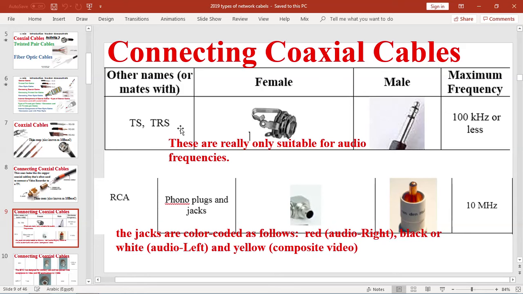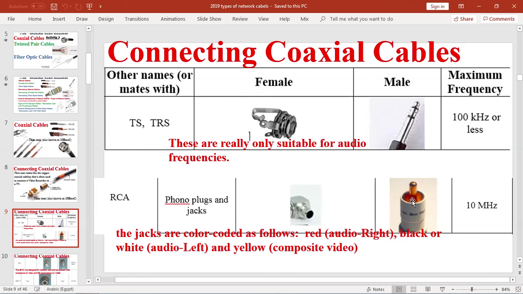These are other coaxial cable types here in this table. This is the name of this coaxial cable, TS or TRS. This is the male and this is the female, which is in the device. This is connected to the cable. Here the maximum frequency is 100 kilohertz or less. Another type is RCA, used for phone plugs and jacks. And this is female and this is the male.